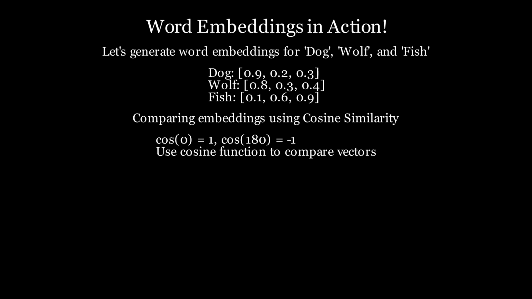same direction, they will have a cosine of 1. And if they are in the opposite direction, they will have the cosine of minus 1. We will use this concept to our advantage. Let us plot the vectors of dog, wolf, and fish. It should look something like this.